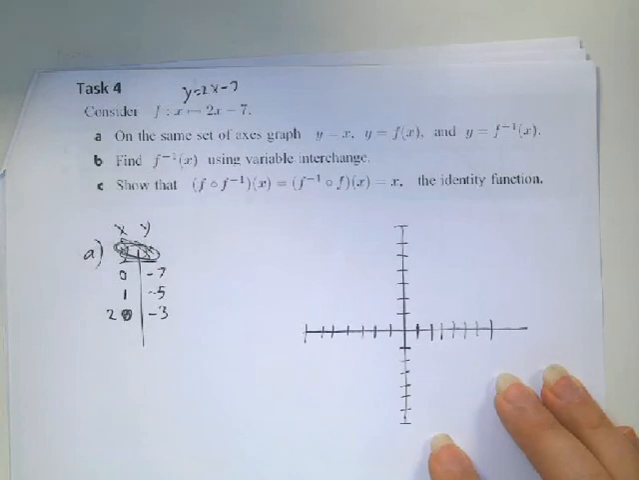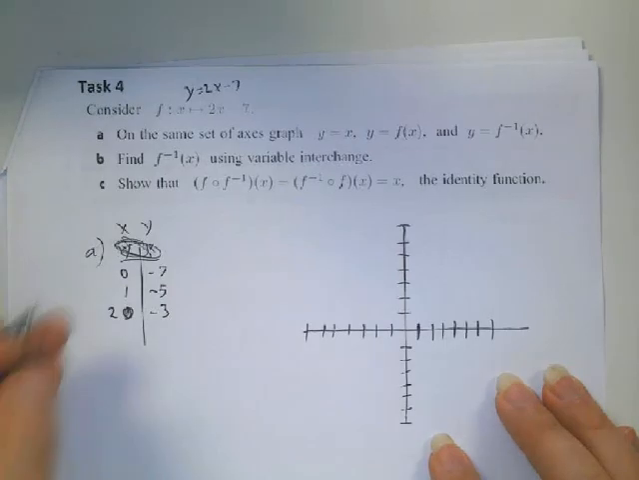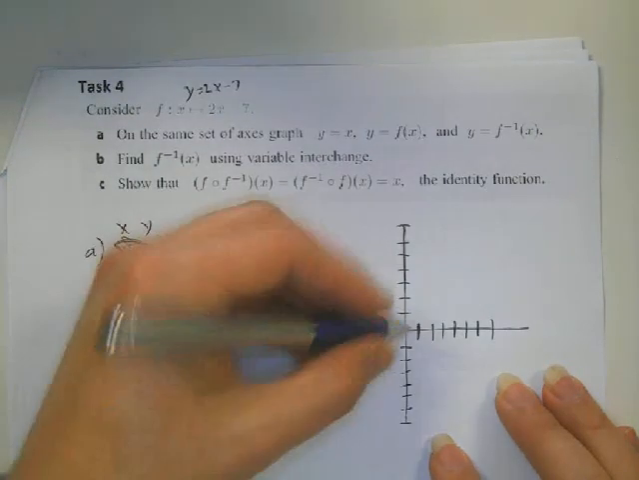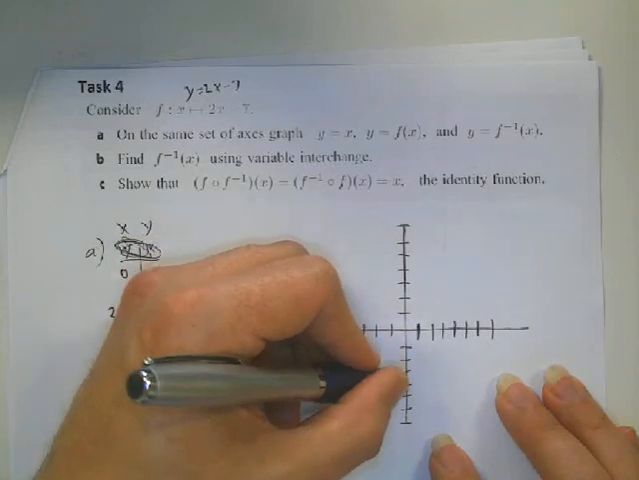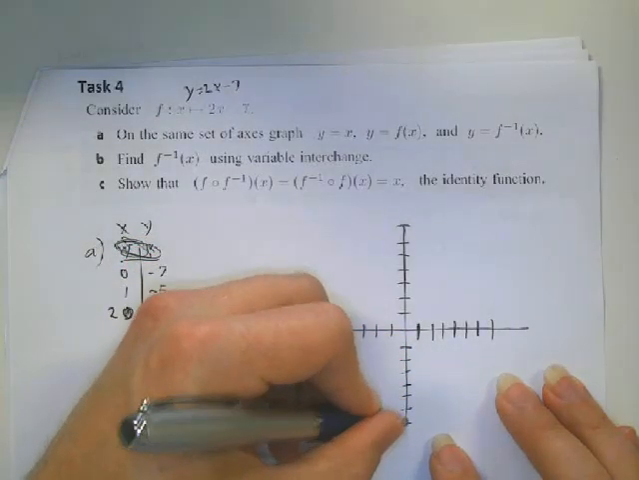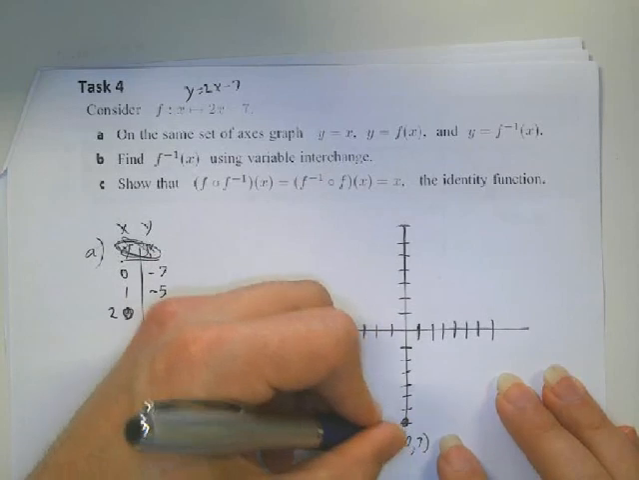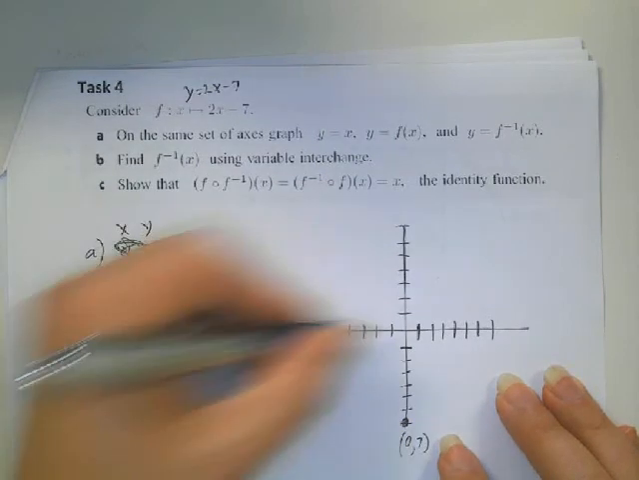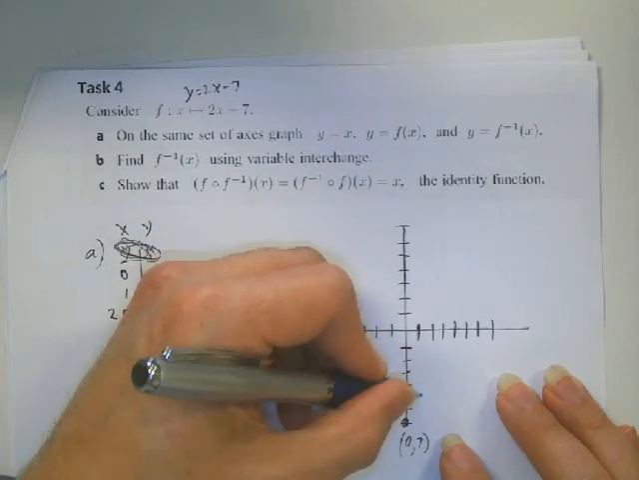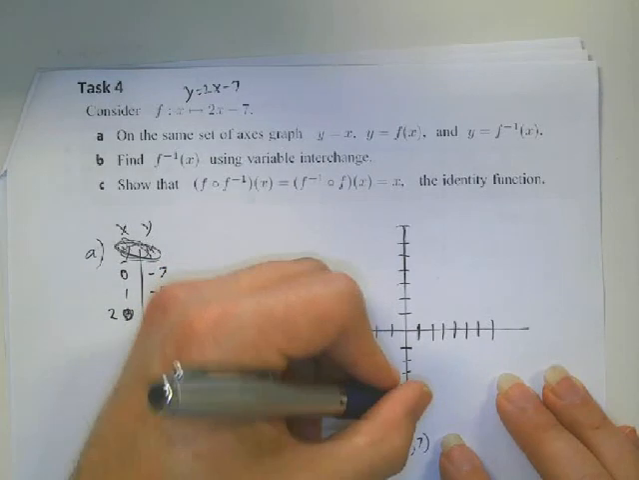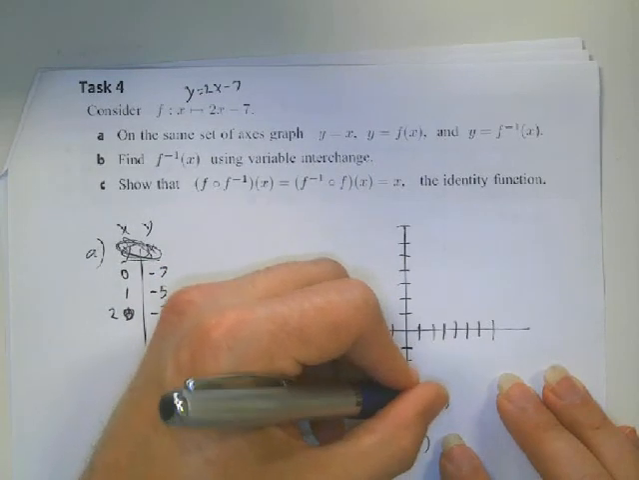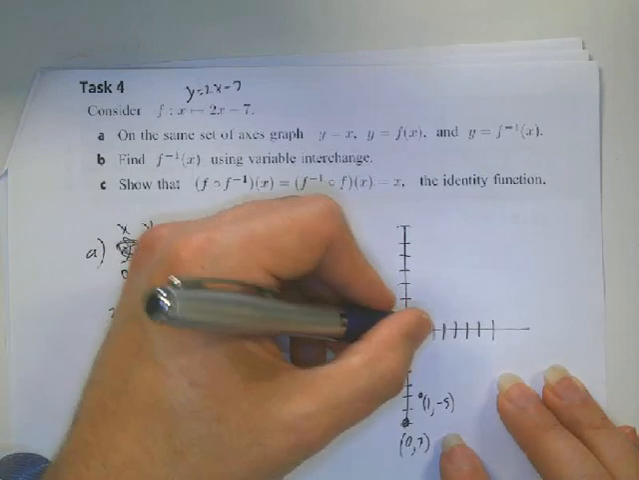Okay. I'm going to plot this point, 0, negative 7. Okay, next one is going to be 1, negative 5. The next one is 2, negative 3.